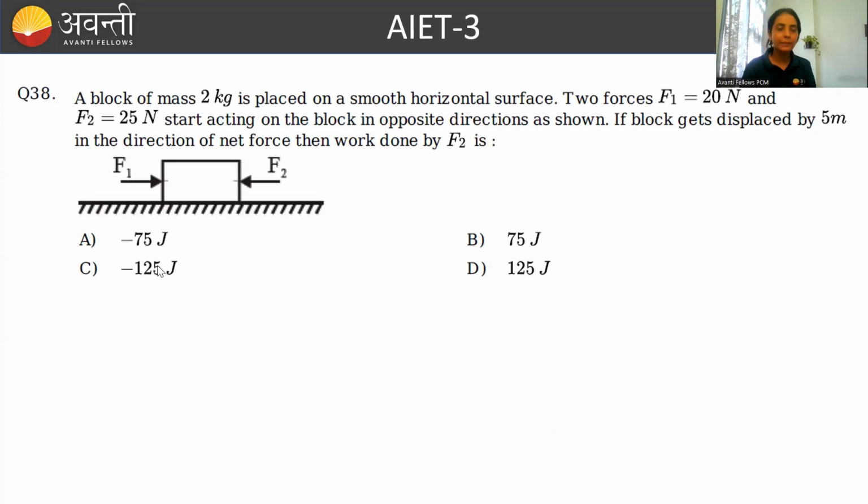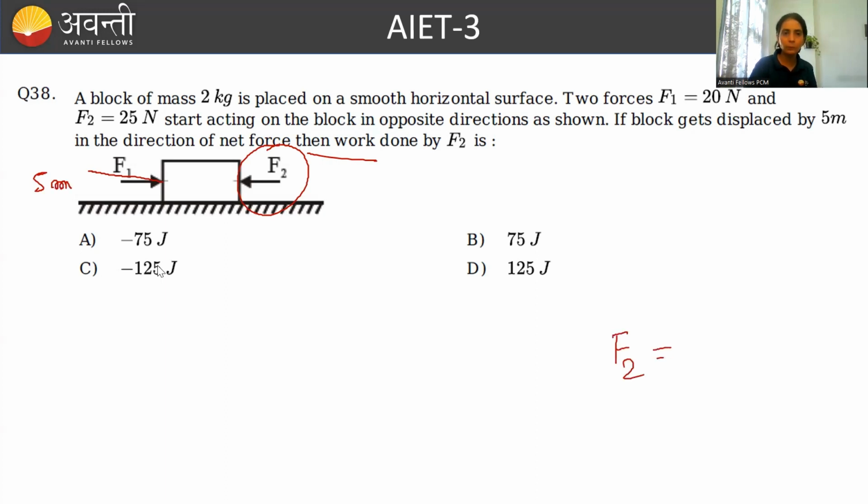Now let's do another question. There is a block of mass 2 kg placed on a smooth horizontal surface. Two forces, F1 of 20 Newton and F2 of 25 Newton, start acting on the block in opposite directions. If the block gets displaced by 5 meter in the direction of net force, what is the work done by F2? This is very simple, right? Work done by F2 it is asking, and it is displaced by 5 meter.